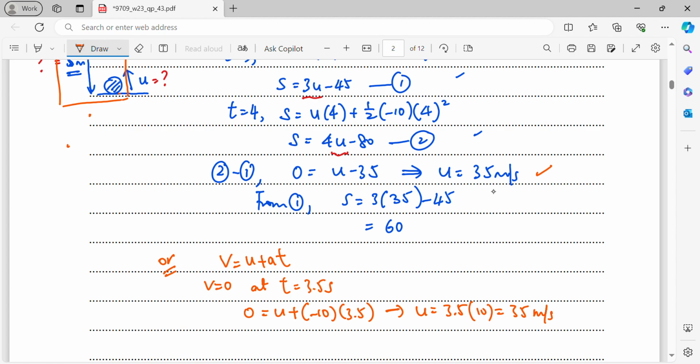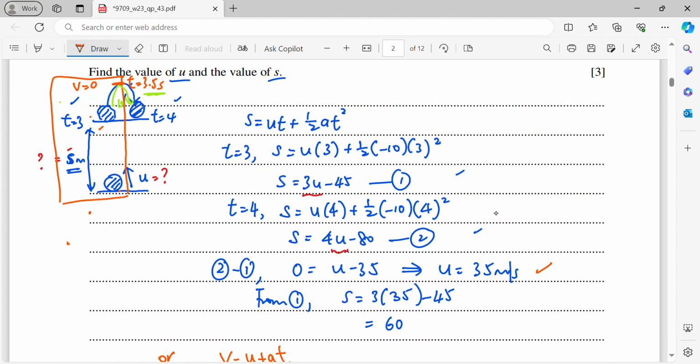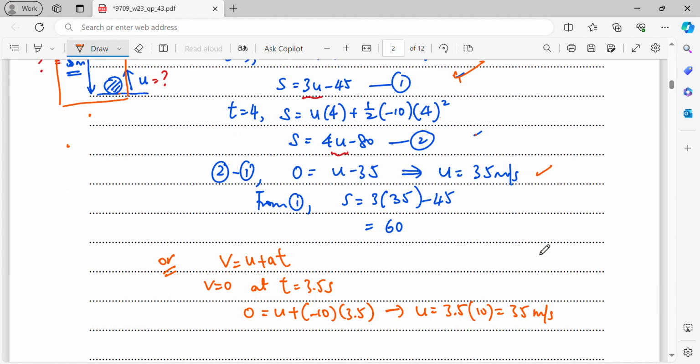Then for the s, you can just use s equals ut plus half at squared. You'll be getting the first or second equation, then from there you can get the s. So this is the alternative method to get the u.